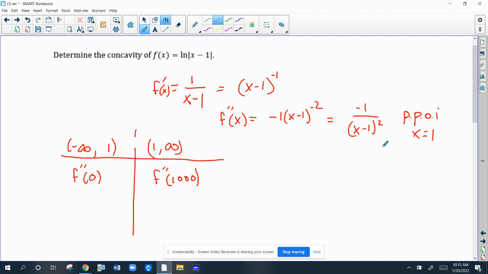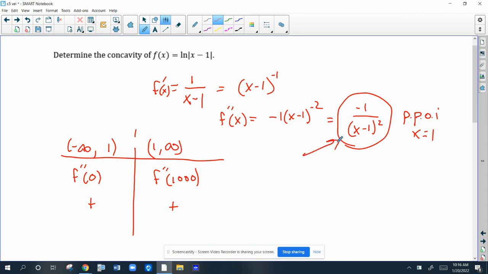If you plug 0 into the second derivative, which is right here, you will get a negative over a positive. If you plug 1,000 into the second derivative, you will get a negative over a positive. So it goes from concave up to concave up. And that's what I was looking at.